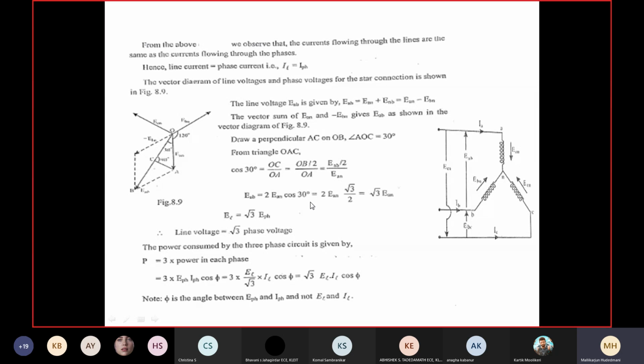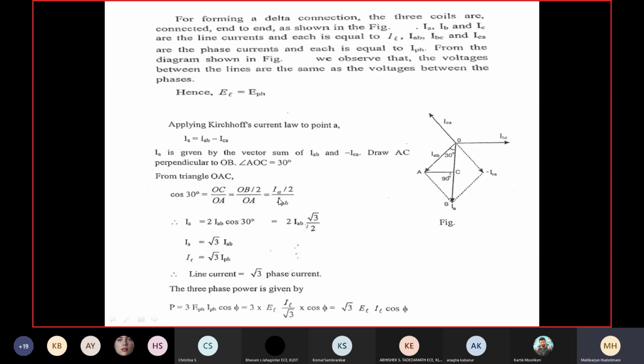This derivation went with the voltage concept. Are you sure? Voltages were there. Line voltage was at the LHS and phase voltage was at the RHS. Similarly, here I have line current at the LHS and phase current at the RHS. Simplify this, and you will get line current is equal to root 3 times phase current, or phase current is equal to line current divided by root 3.